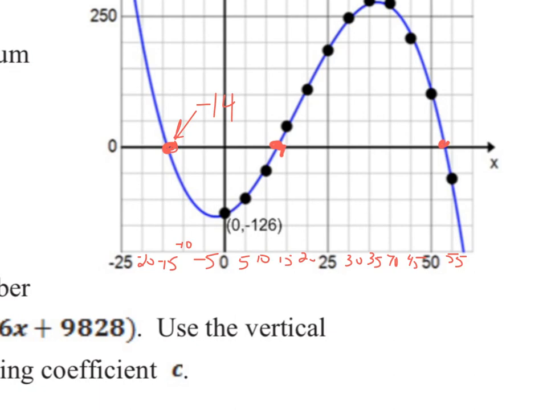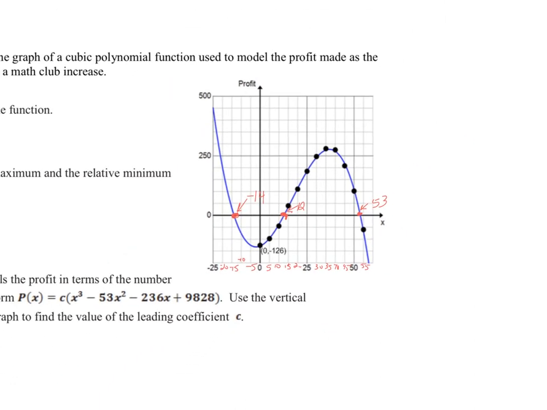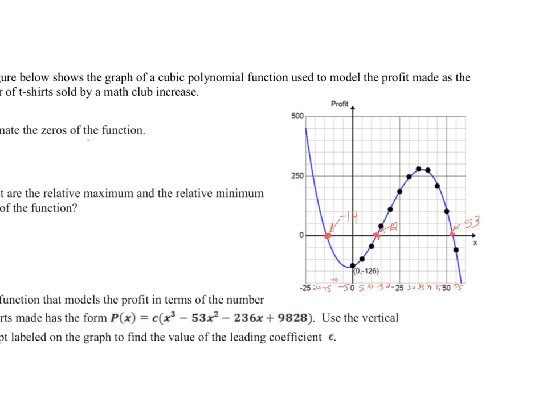And then the other one is right here, and it's between like 10 and 15. So I said on my key about 12 because it looks like it's pretty much in the center. And then this one over here is between 50 and 55, so I said 53. But anything close to those numbers would work. So my zeros would be about negative 14, 12, and 53.